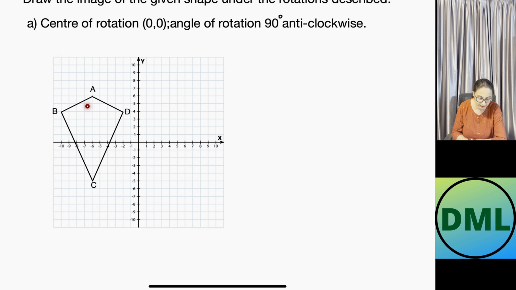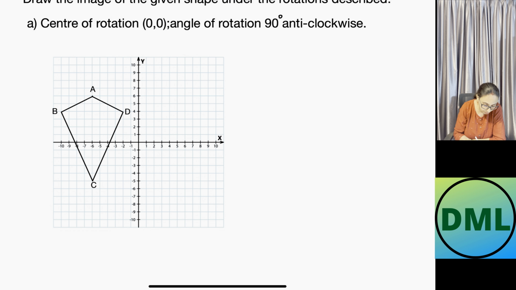Anti-clockwise means when I rotate this picture, all these 3 points A, B and D, they will move and they will come to the third quadrant, and this point C will go in the fourth quadrant. So I have to be careful with the signs first. I need to write down the coordinates while considering 0, 0 as the origin. Let's write down the coordinates of A, B, C and D.